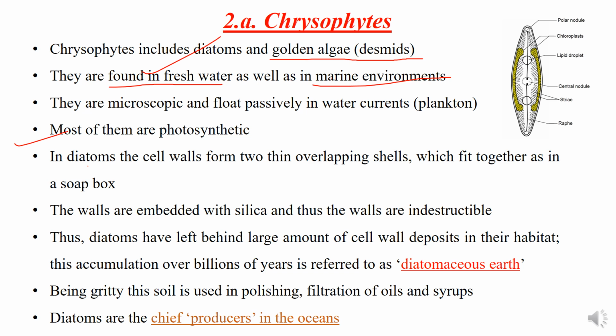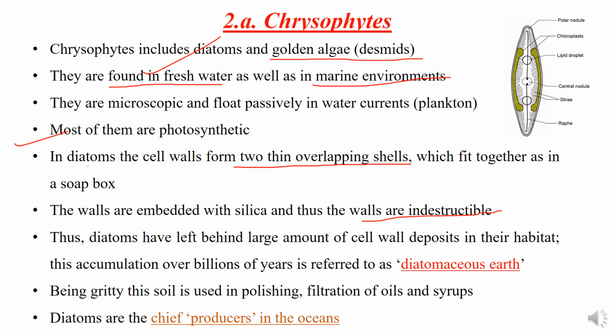In case of diatoms, one special feature is that the cell wall forms two thin overlapping shells. Here you can see one overlapping shell, here another overlapping shell, which fit together as in a soap box. These walls are embedded with silica, which is very hard in nature. Thus these walls are indestructible, because silica is hard, so we cannot destroy the cell walls.